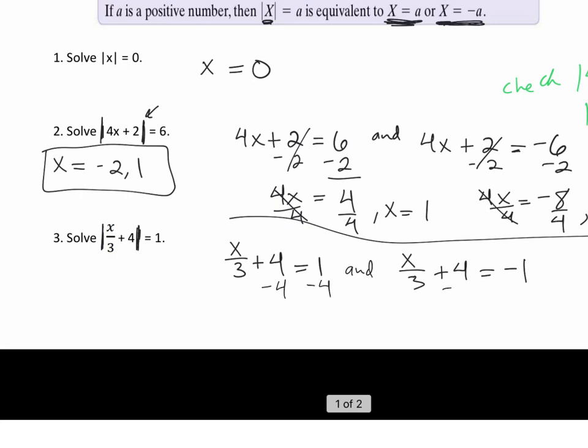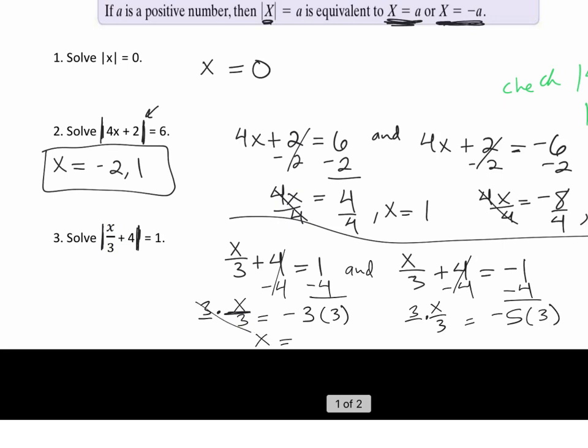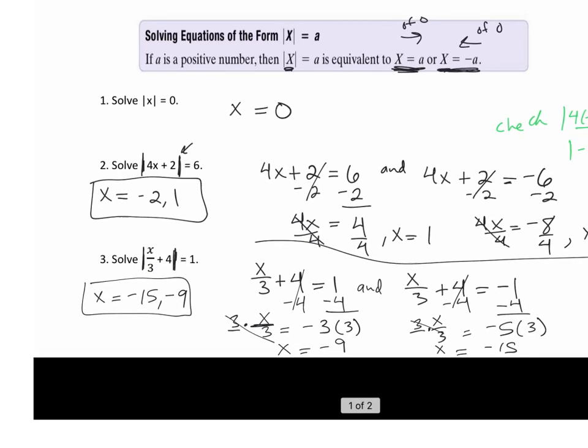So we just need to solve these resulting equations. Then we'll subtract 4 from both sides of the equal sign. Then x over 3 equals negative 3, and x over 3 equals negative 5. And then to get x by itself, we have to multiply both sides of the equation by 3. Then we find that x equals negative 9 and x equals negative 15. So we have two solutions here, negative 15 and negative 9, that should both make this equation true.